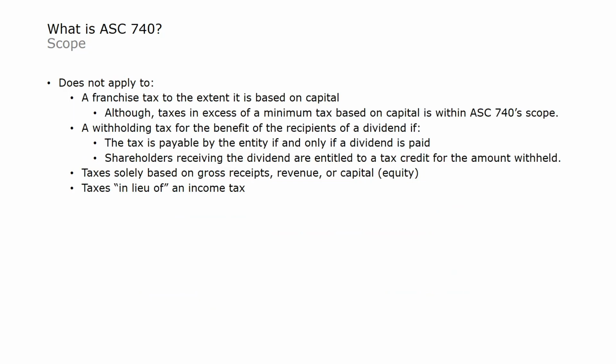All right, to continue here on scope, ASC 740 has four taxes directly from the codification that it excludes, where it says ASC 740 specifically does not apply to these. The first one is going to be a franchise tax to the extent it is based on capital. For those who don't know what capital is, it's essentially your equity in the business, to keep it simple.